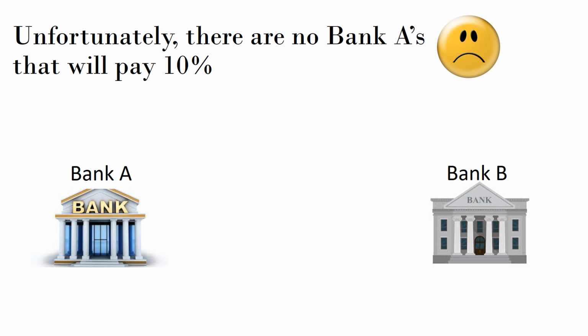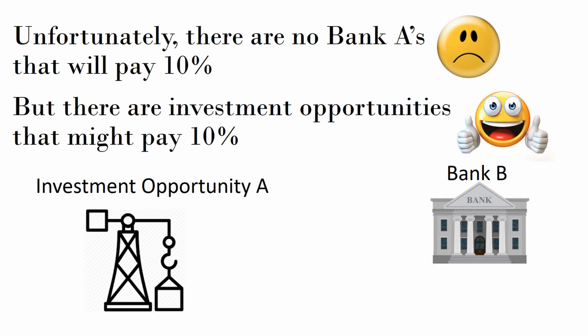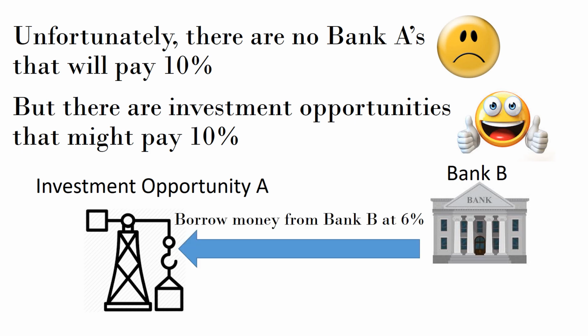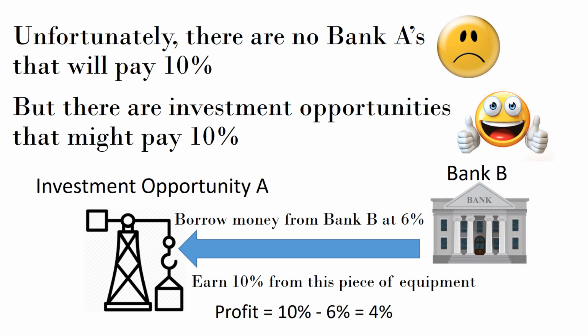Unfortunately, there are no Bank A's that will pay 10%. But there are investment opportunities that might pay 10%. So what you could do is borrow money from Bank B at 6%, use that money to purchase this piece of capital equipment from which you would earn 10%. So once again, your profit would be 10% minus 6%, 4%.